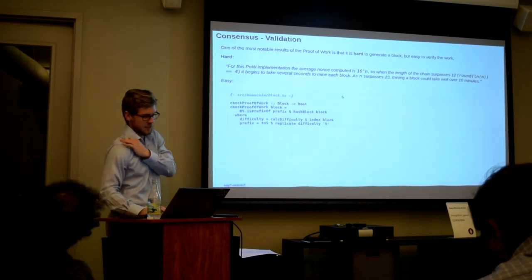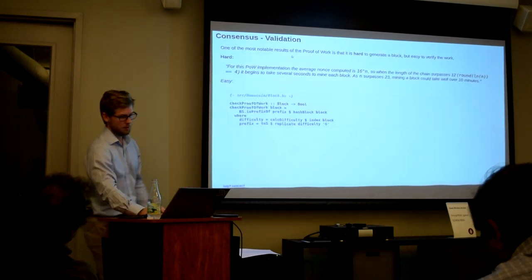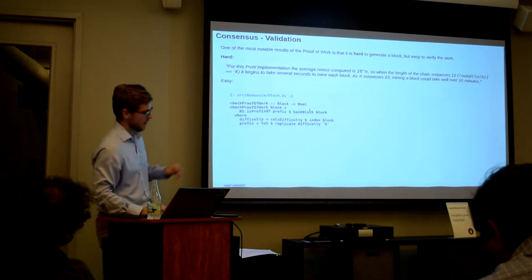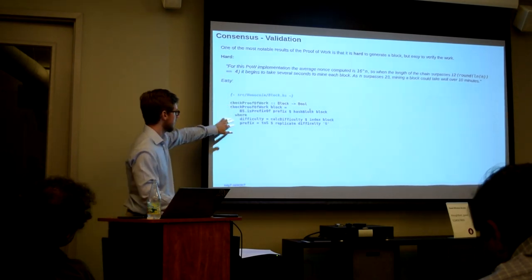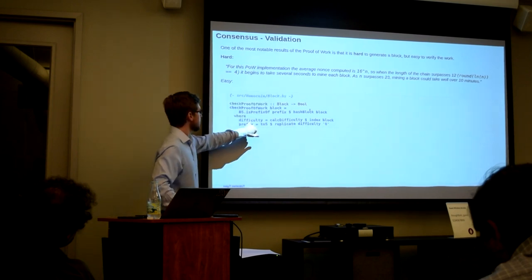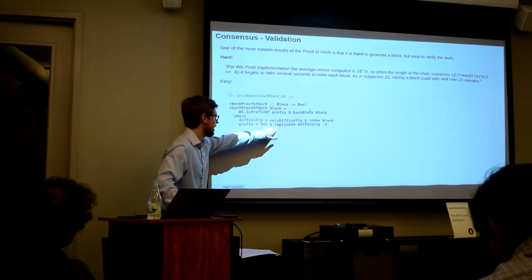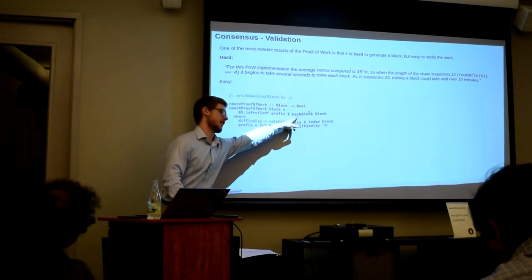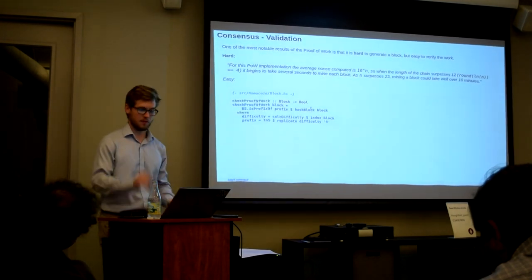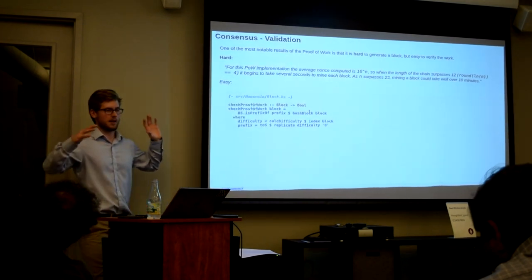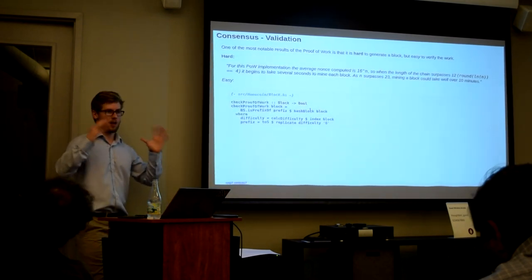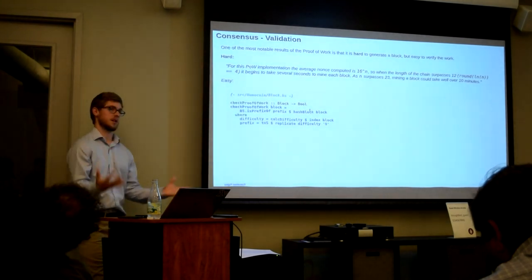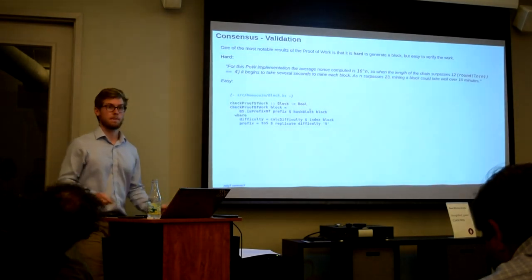And then to check it is really simple. This is one of the key results. Proof of work is hard to generate a block, to generate this hash, but it's really easy to verify. In this check proof of work, all we do is say, hey, how many zeros do we need? Okay, make that many number of zeros. All right, is that many number of zeros a prefix of the hash? And it's super fast. And this way, all the nodes in the network can validate the block really quickly, but in order to generate a valid block, it takes some time. So, yeah, question?